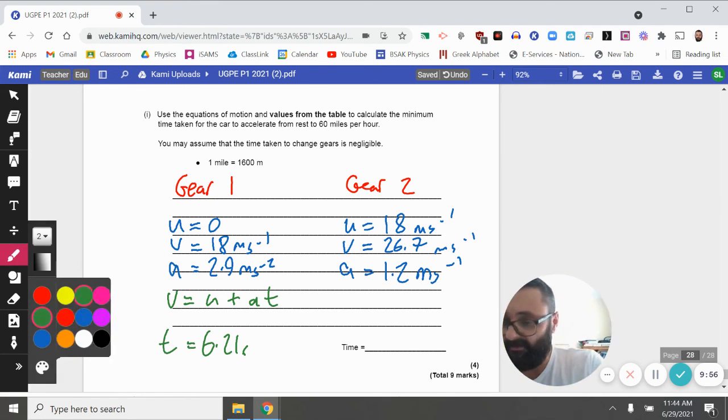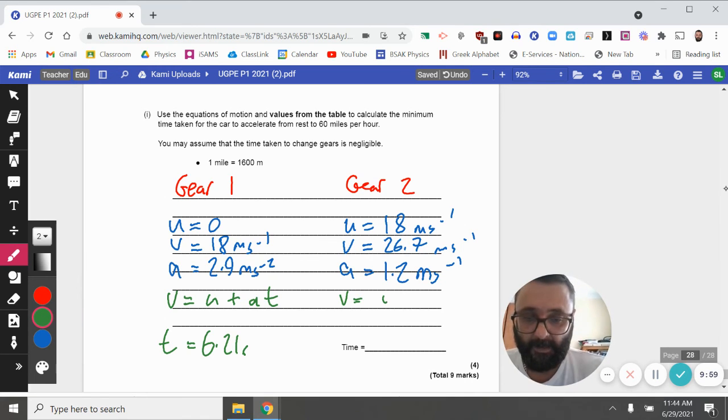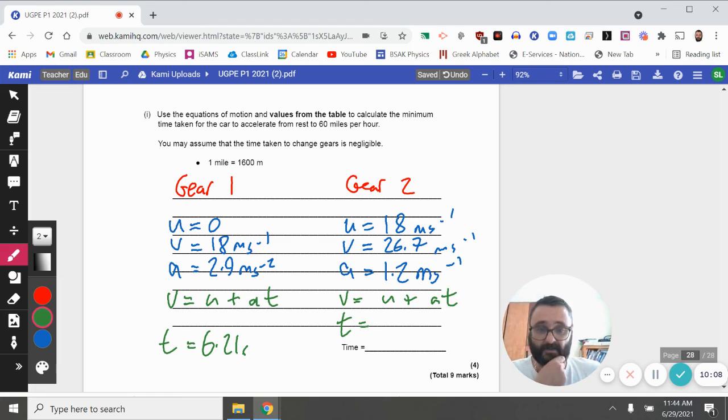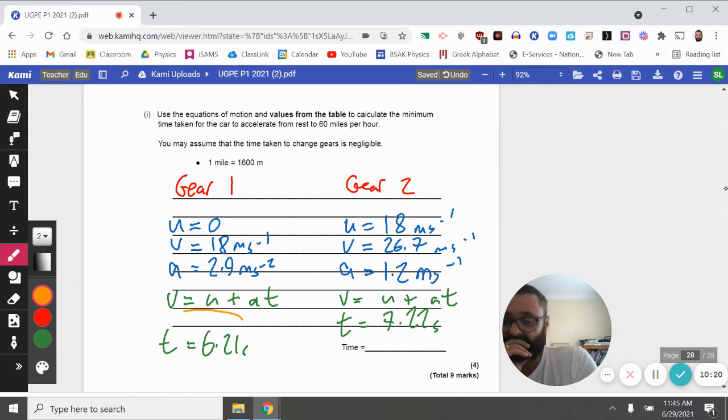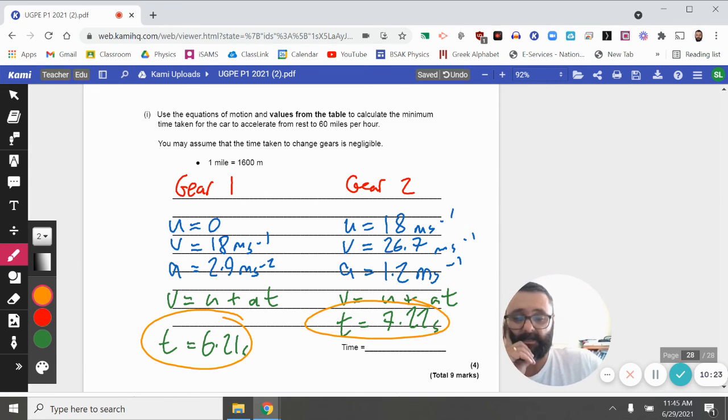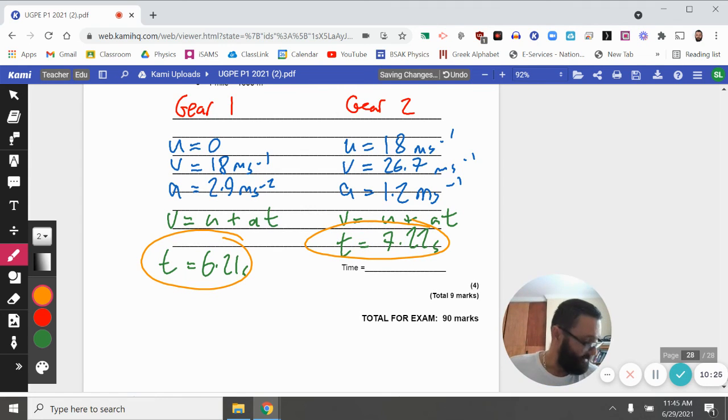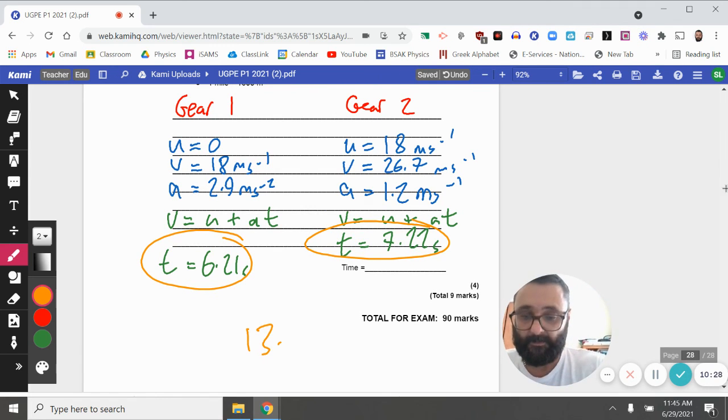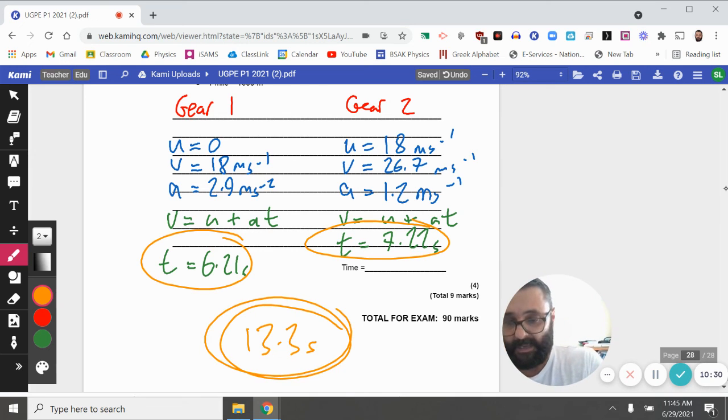Right, again, we're using v equals u plus at, okay? Because we know u, v, and a, we need t. So this gives us, in this case, the time taken to accelerate through gear 2 is 7.22 seconds. Now the total time to reach maximum speed is this time plus this time, which is 13.3 seconds.